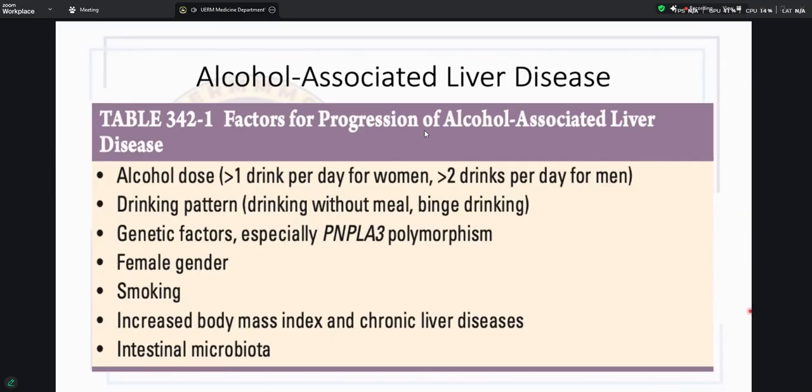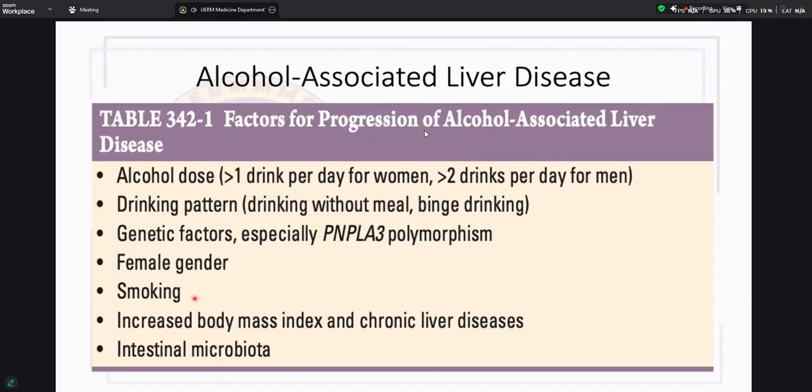The drinking pattern is also important. Binge drinking and alcohol drinking outside of meals increases the risk of developing progressive alcohol-related liver disease. There's also a genetic predisposition to alcohol-associated liver cirrhosis. Again, as mentioned, females are more at risk even with lesser amount of alcohol intake. Smoking also is a risk factor for progression of alcohol-associated liver disease, as well as increased body mass index.